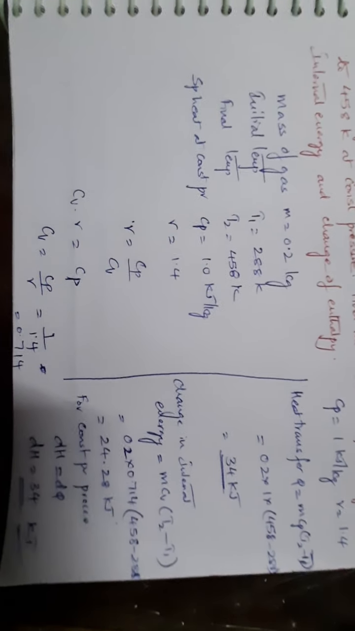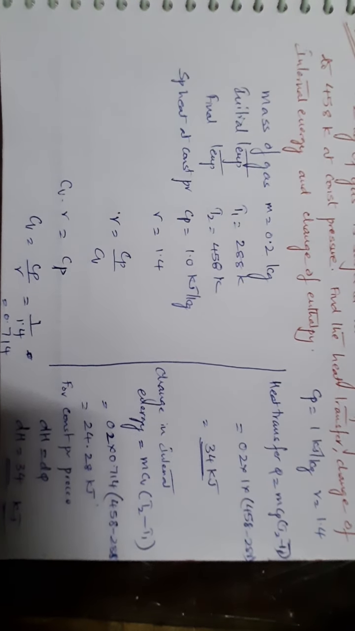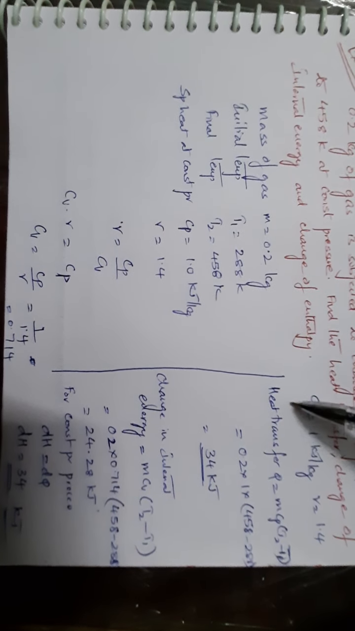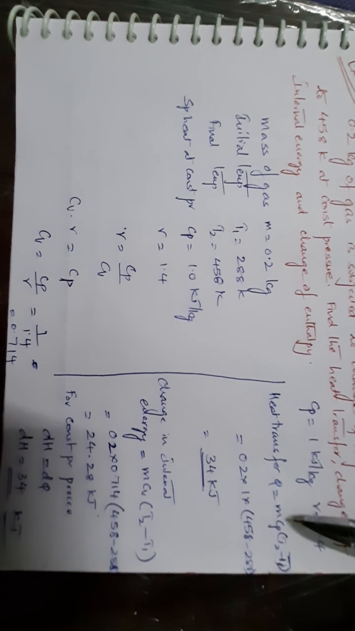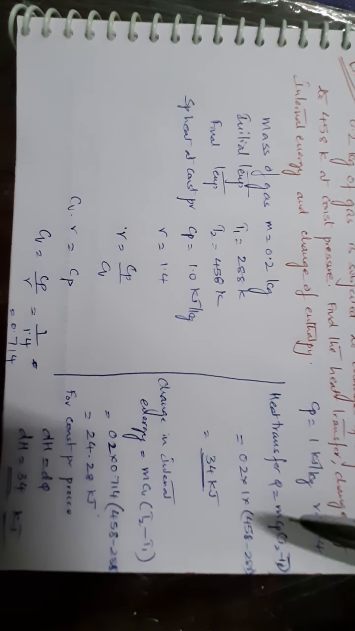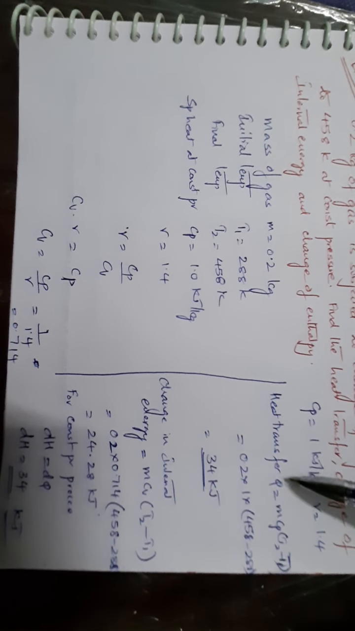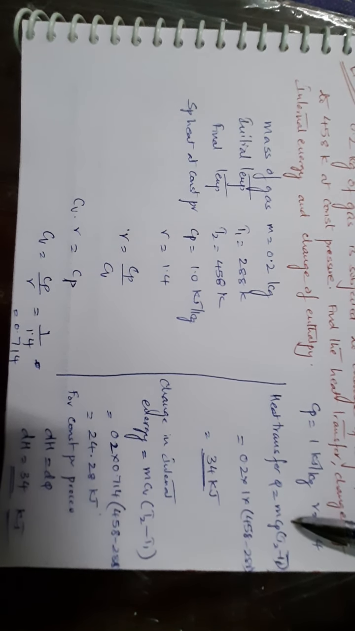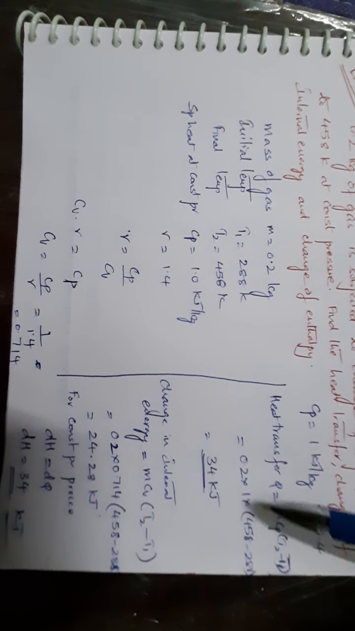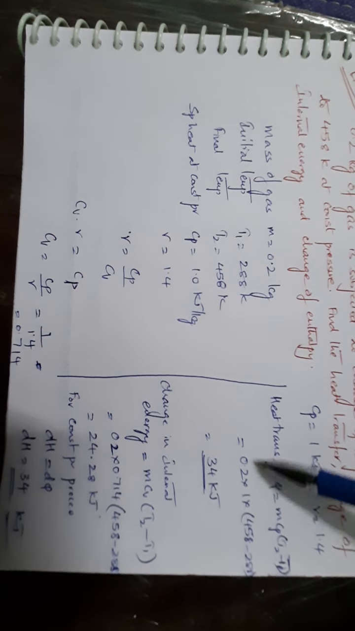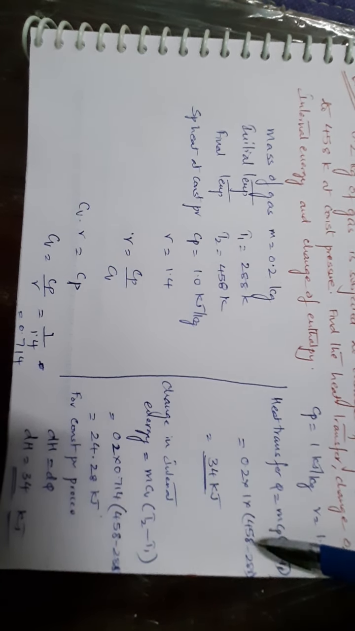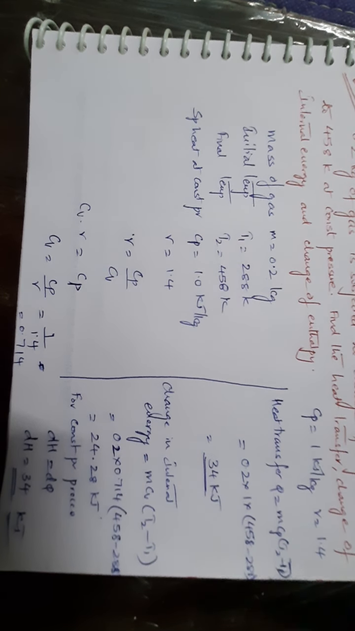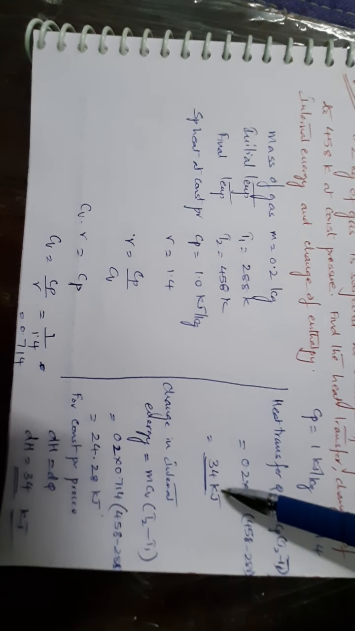Now substitute these values carefully into the given relation. The heat transfer at constant pressure is Q equals mCp times T2 minus T1. The mass of the gas is 0.2, Cp is 1, and T2 minus T1 is 458 minus 288, so you get approximately 34 kilojoules.